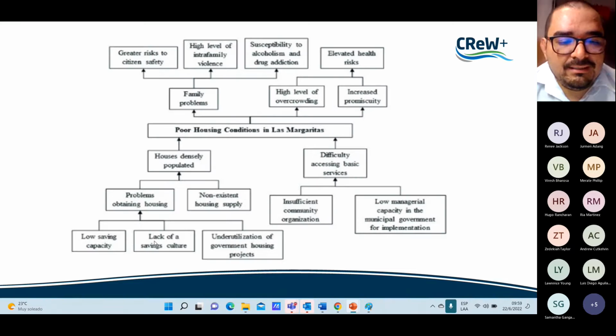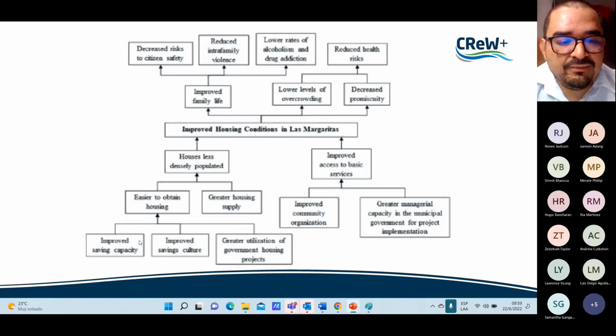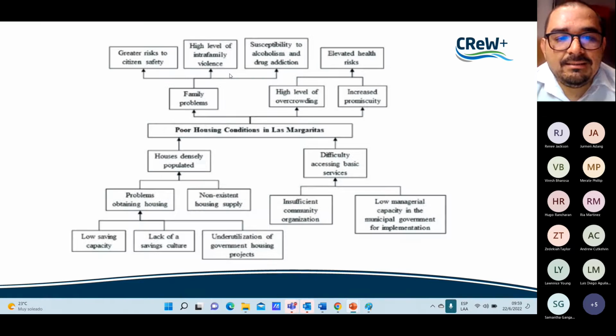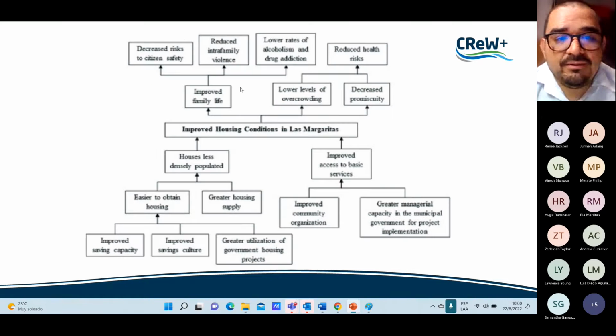Before, we have low saving capacity, lack of saving culture, underutilization of government housing projects. Now we have improved saving capacity, improved saving culture, greater utilization of government housing projects. And in this case, before we have family problems, high level of overcrowding, and increase in promiscuity, now we have improved family life, lower levels of overcrowding, and a decrease in promiscuity. It will be very interesting how to measure this.